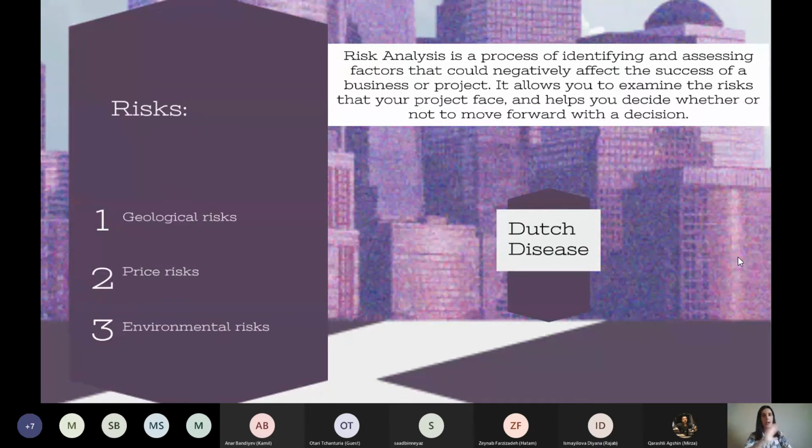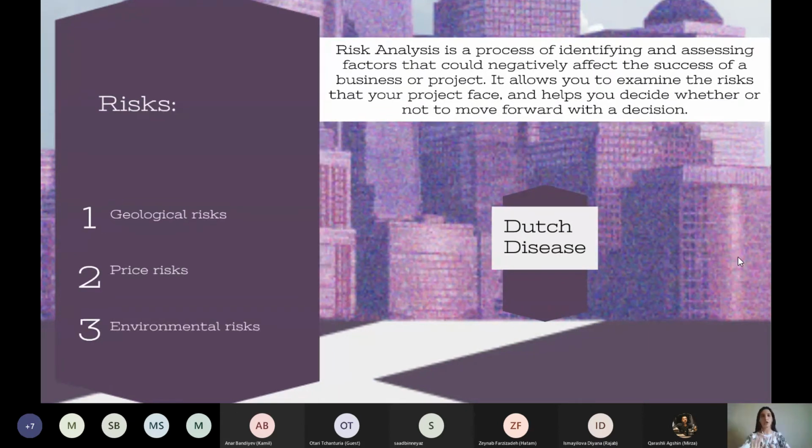Actually, it's not limited. There are other risks. I just gave you some crucial risks. But now we can look at Dutch disease, which is related to petroleum, oil, and gas. So this is this disease. Why is it called Dutch disease?